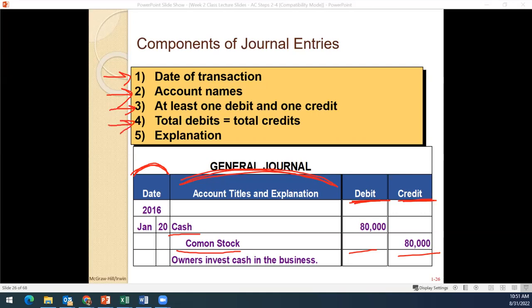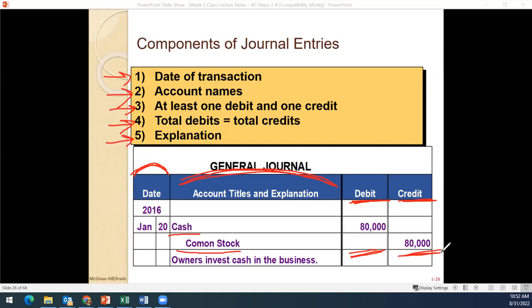One other important thing to note about journal entries is that the total debits will always equal the total credits. That must happen. So again, there's that concept of balance that we've been talking about, where one side equals another. Same thing here with the journal entries. Your debits must equal your credits.